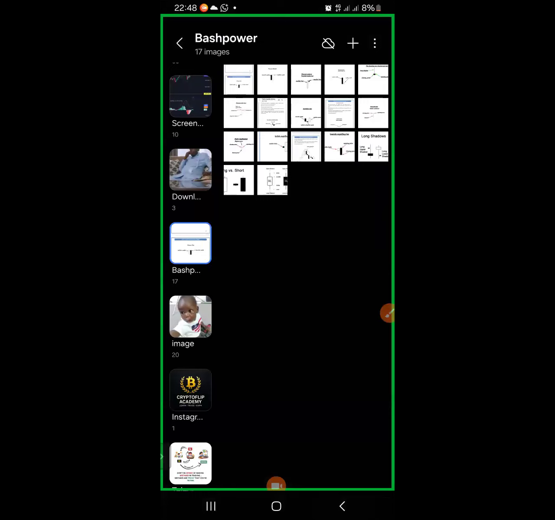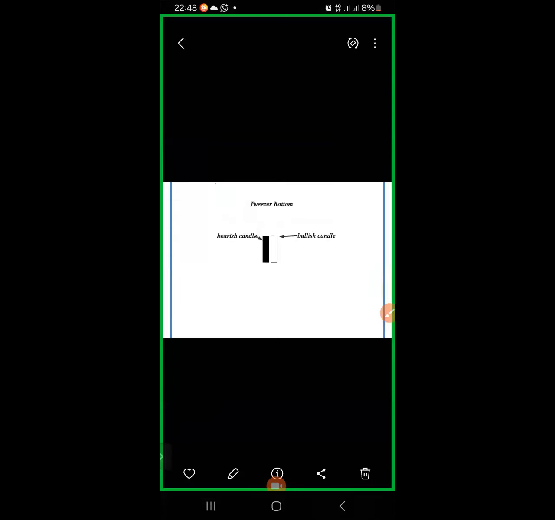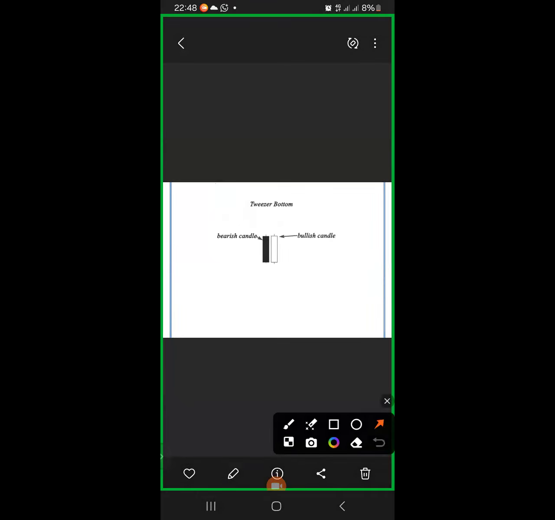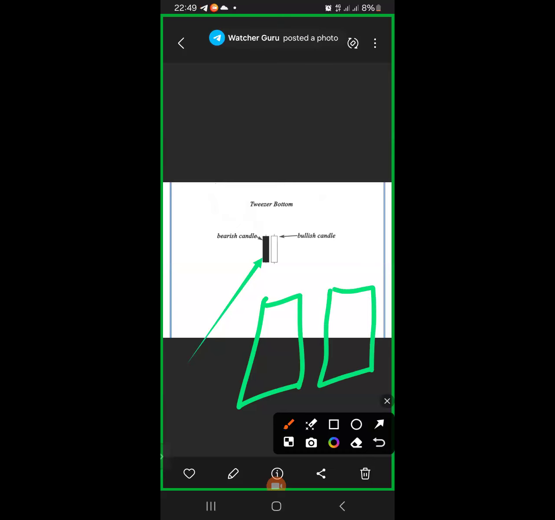Then we have what we call the tweezer tops and the tweezer bottoms. They are formed by two candles. This is the tweezer bottom. The first candle is a bearish candle with momentum. Then the second candle is a bullish candle, also with momentum. They open and close at the same level and with the same volume for it to be a tweezer bottom.